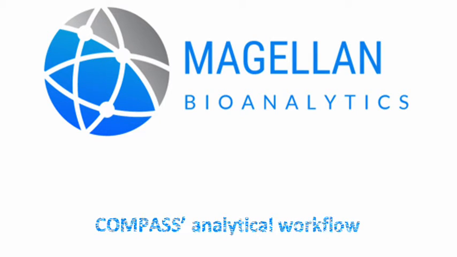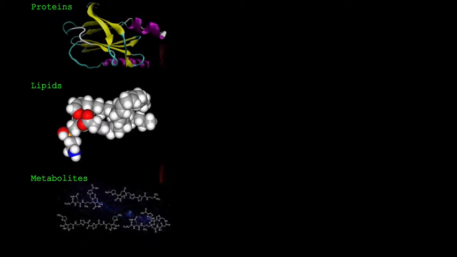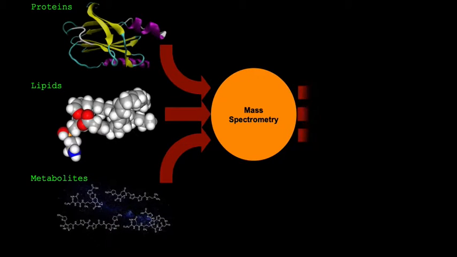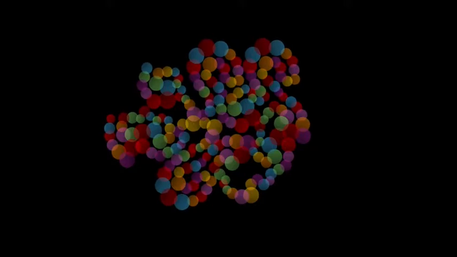In this video, I will compare the analytical strategy and workflow of Magellan's Compass software to that of standard analysis methods. I will use a proteomics study for this comparison, but most of the differences apply as well to lipidomics or metabolomics studies. I will circle back to some specific points about these methods near the end of the video. Importantly, Compass works for any of these types of mass spec-based omics.